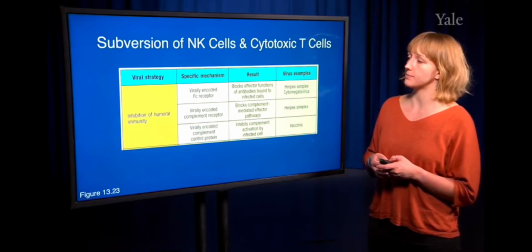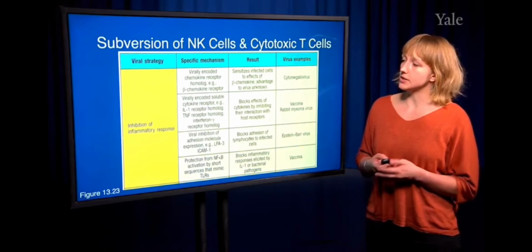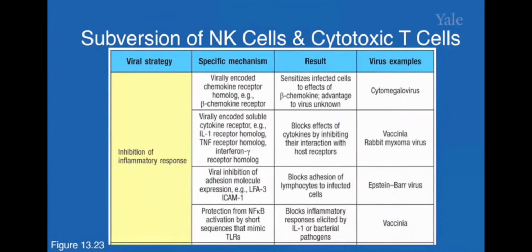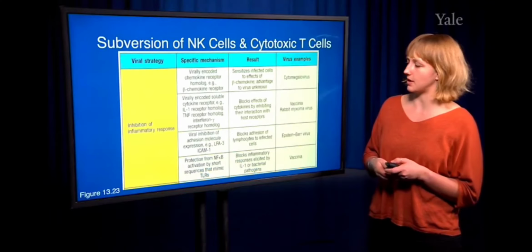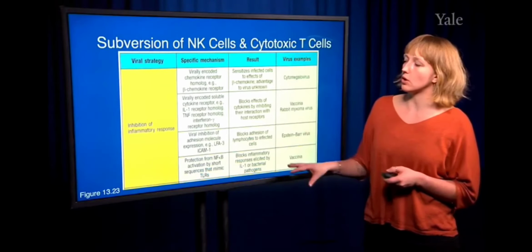Viruses also have evolved various mechanisms of inhibiting the inflammatory immune response, mostly by using various different cytokine receptor homologs, so that a cell thinks that it's receiving a signal, but it's actually not. The virus has basically exchanged the host receptors for its own, preventing the activation of inflammatory responses, something that we won't go into, but your textbook has more information on this.